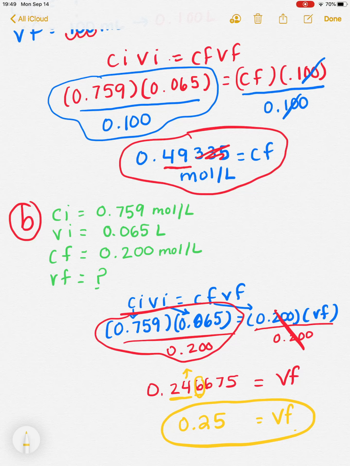All right, so that is how we do dilution formulas. You guys will have some questions in your topic 1 review. And if you have any questions, let me know, but refer back to this for your examples.